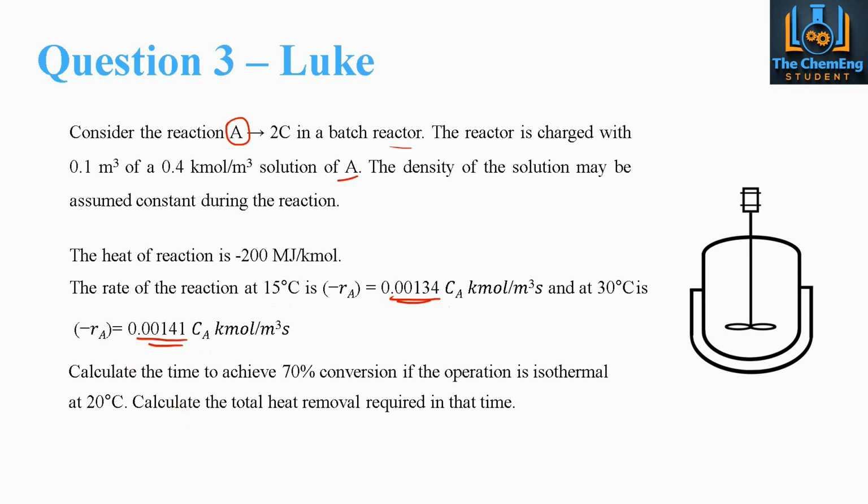Now we need to calculate the time to achieve a 70% conversion if the operation is isothermal, set at 20 degrees. Therefore we need to calculate the total heat removal that is required at that time. So now we're bringing in a bit of energy balances as well, and we just need to be very, very careful as to how we approach this.